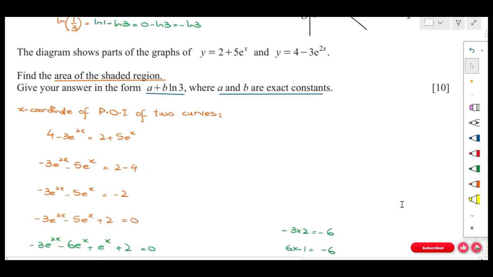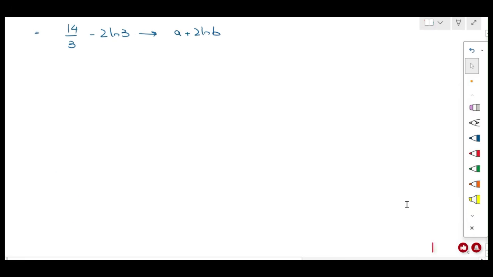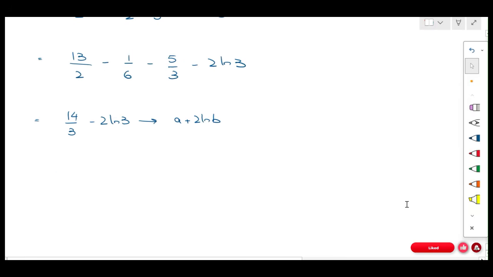The answer should be in the form of a plus b ln 3. This implies the a value is 14 over 3, which is the exact constant, and the b value is negative 2, which is the exact constant.